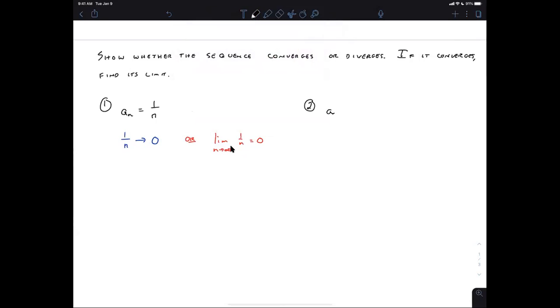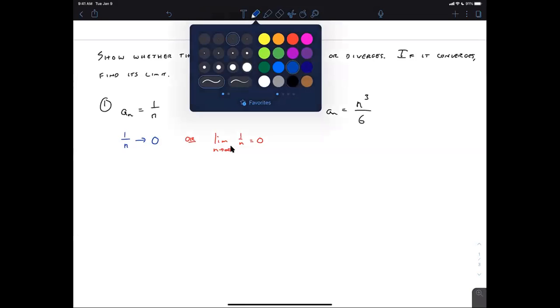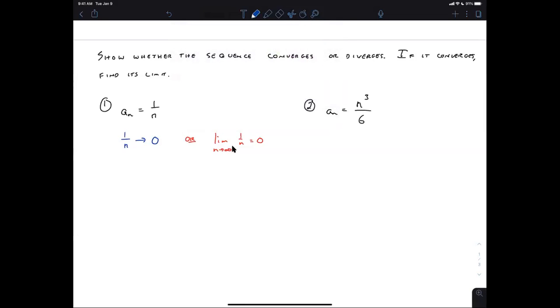Let's say we have n to the third over 6. If I have n to the third over 6, what happens as n goes to infinity? As n gets huge, what does n to the third do? It's even more infinitely large. Yeah, it gets infinitely large even faster.